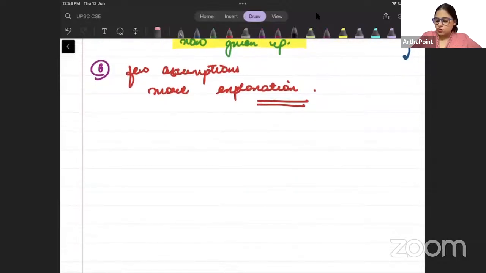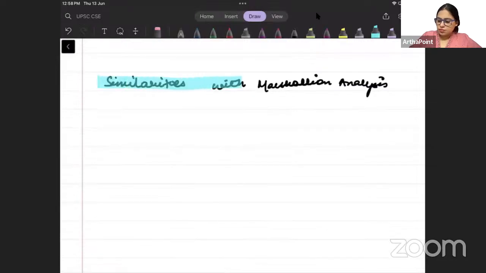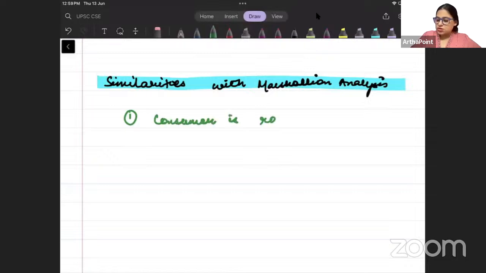Now, let us try to see. So we have seen the advantages, some similarities with Marshallian analysis. What are some of the similarities that we have with the Marshall case? So in both the cases, we assume the consumer is rational. There also we assumed a rational consumer. Here also we are assuming a rational consumer.